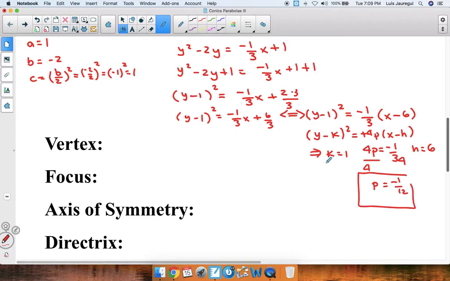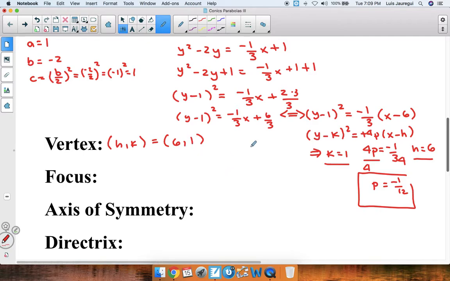But we also are provided with the values for k and h. And remember that your vertex is of the form (h, k). Since we already have those values, we can substitute those in, and we get that the coordinates of the vertex for this parabola happen to be (6, 1).